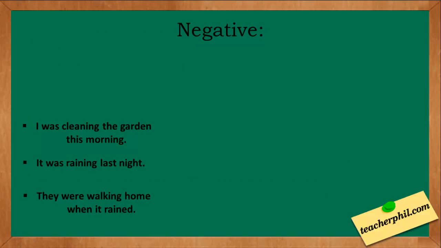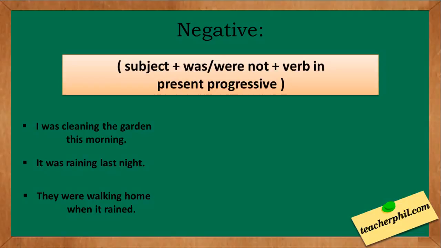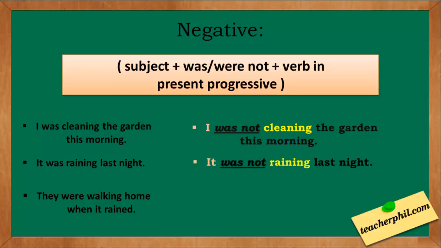For the negative sentence, the pattern is subject plus was or were not plus verb in present progressive. Examples: I was cleaning the garden this morning. The negative sentence is I was not cleaning the garden this morning. Second one, it was raining last night. The negative sentence is it was not raining last night. The last one, they were walking home when it rained. The negative sentence is they were not walking home when it rained.